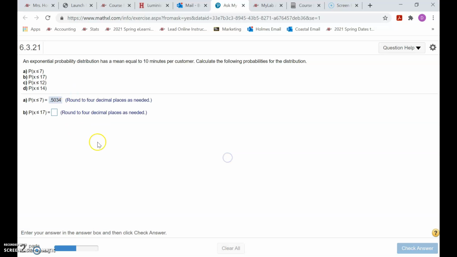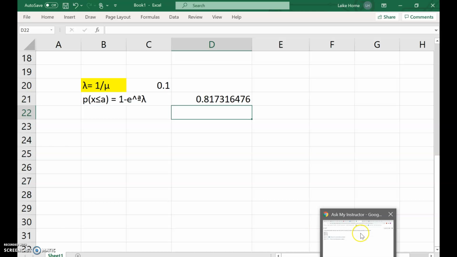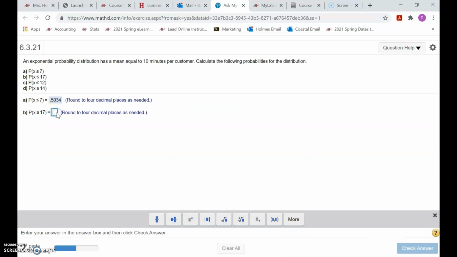Okay, and then the next one we'll do it 17. So lambda is still 0.1, but this time instead of 7, we're going to put in 17 there. And this time it would be 0.8173.